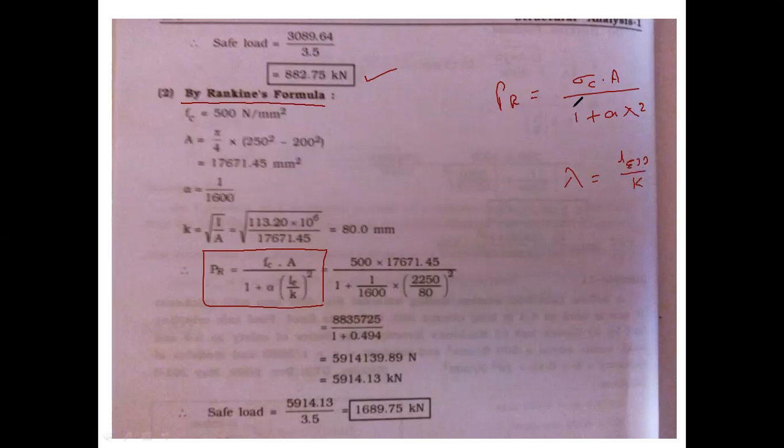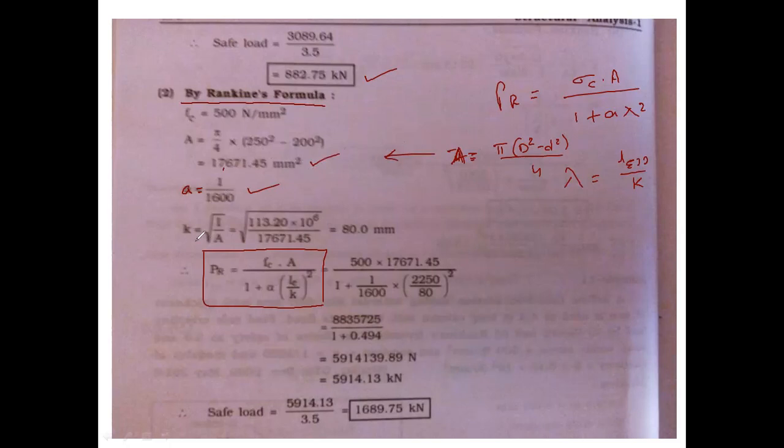So for this, first let me calculate the things. A is already given, 1 by 1600. A calculate chesi. What is A? Cross sectional area. What is the cross sectional area of your hollow circular section? Pi into capital D square minus small d square by 4. With this formula, they have calculated the area, 17,671.45 mm square.